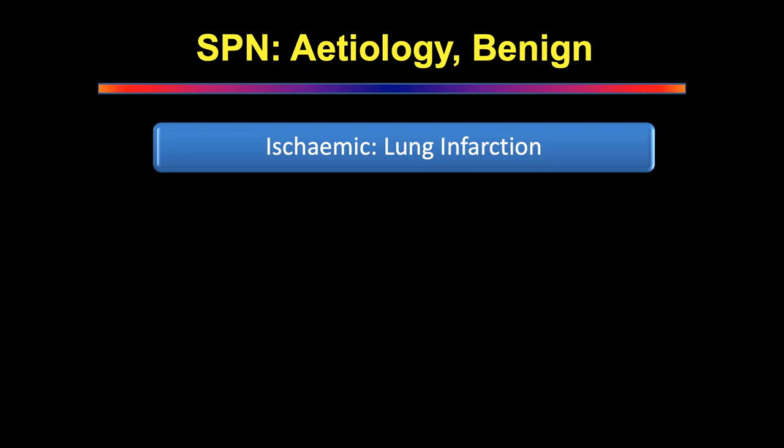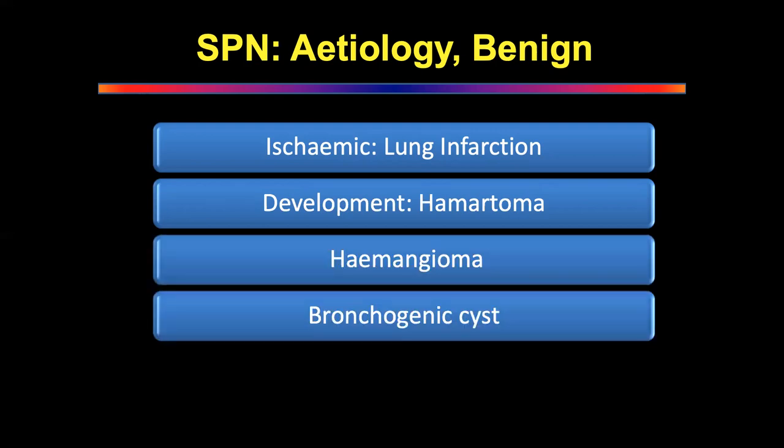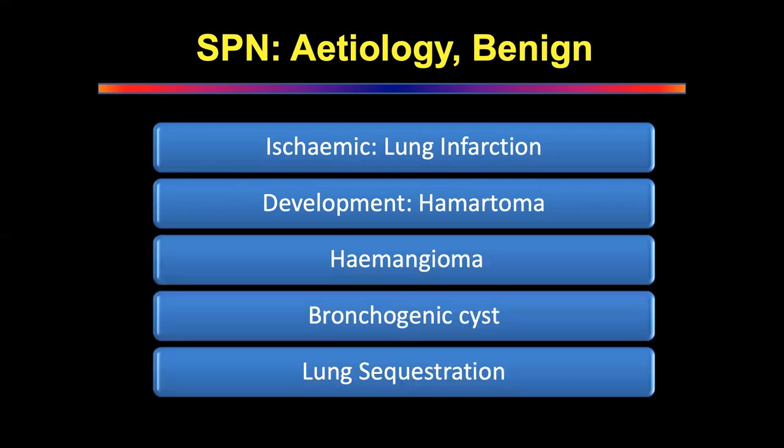But the commonest cause of a benign SPN is? Hematoma. Calcified. Hematoma. I was looking for hematoma. If you're going in a systematic way, the hematoma comes a little later. But if you're asked clinically, the first cause is hematoma. A dense, solid, calcified lesion in the lung is usually hematoma. And Vikas said bronchogenic cyst and lung sequestration.